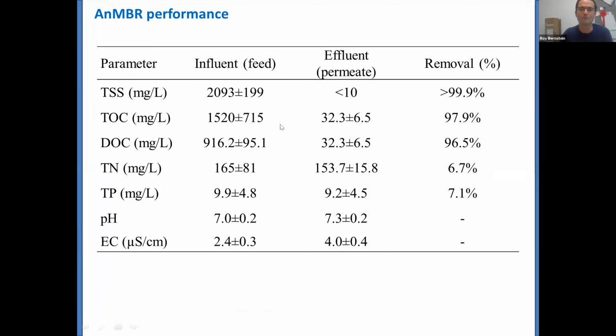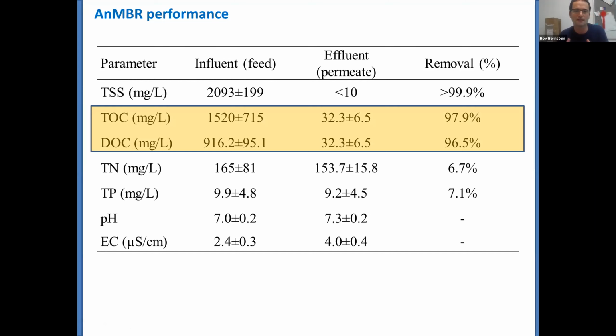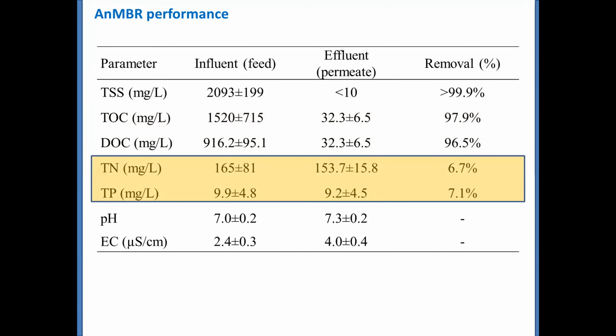If we are looking at the performance of the anaerobic system, we measured different parameters every few days. So first of all, you can see that the TOC and the DOC were almost completely removed, and the effluent was of relatively high quality. In addition, the total nitrogen and phosphorus were hardly removed, and we have a stream of high concentration of total nitrogen and phosphate, and the nitrogen was mostly ammonium.